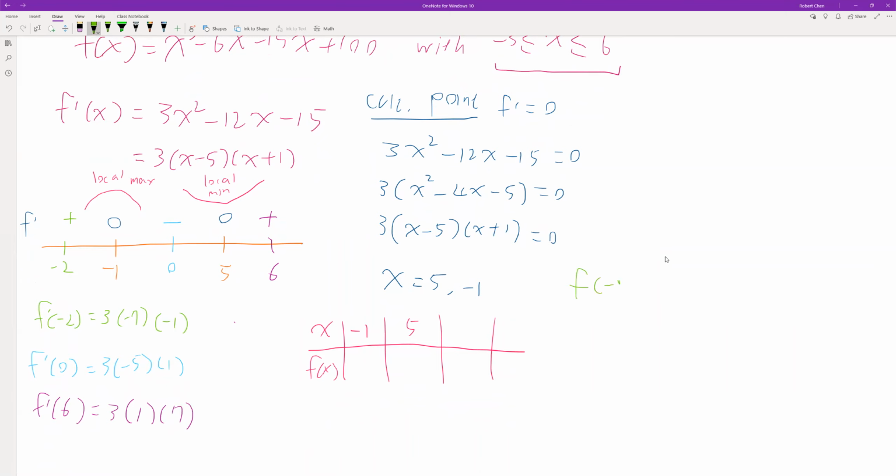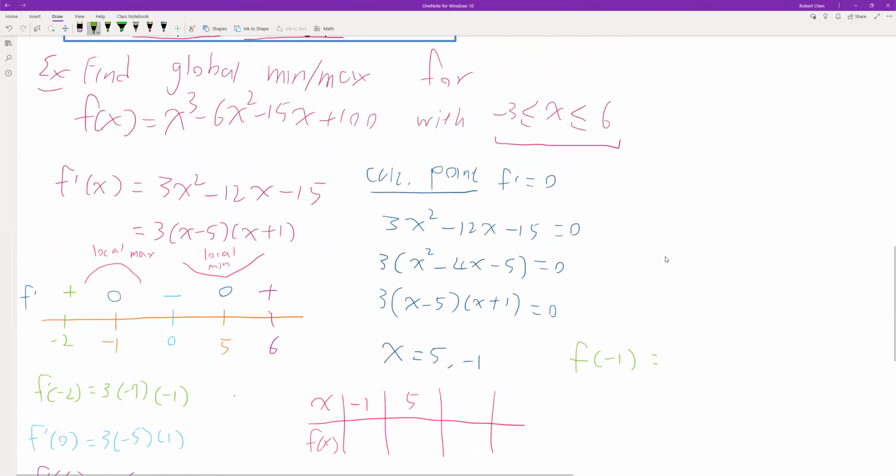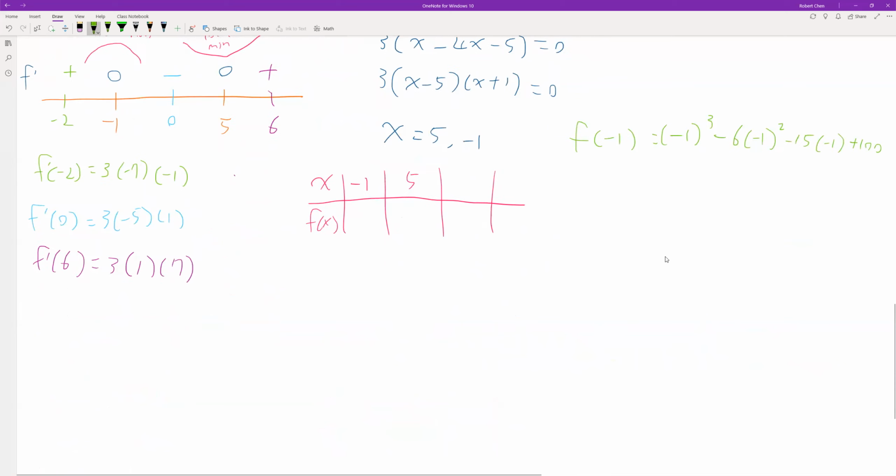F of -1 will be -1 to the third power minus 6 times -1 squared minus 15 times -1 plus 100. All right, so what is that? -1 minus 6 plus 15 plus 100. That's 108.